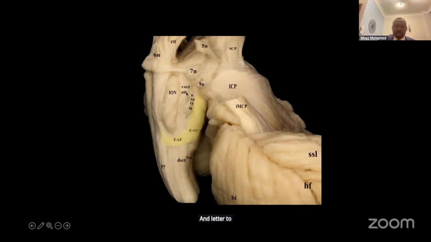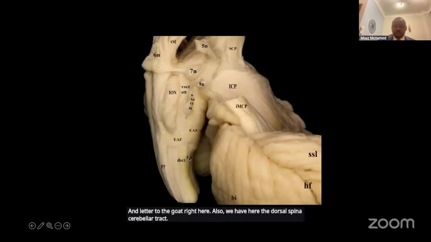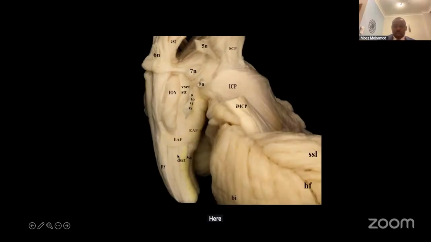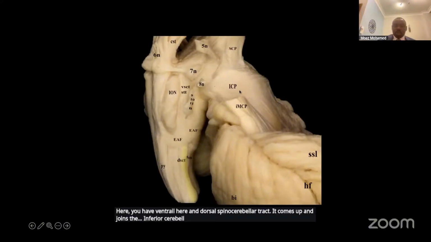So we call it external arcuate fiber, located just lateral to the corticospinal tract and lateral to the Gower's tract here. Also, we have here the dorsal spinocerebellar tract. Here, we have ventral here and dorsal spinocerebellar tract. It comes up and joins the inferior cerebellar peduncle to go to the cerebellum.